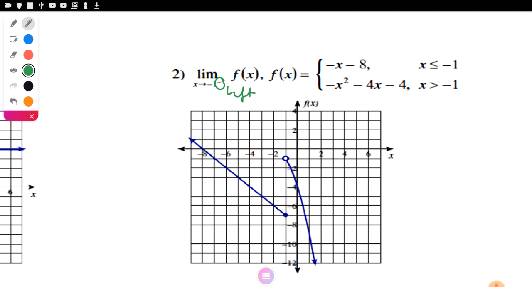This function, I give you the rule as you see, and also I give you the graph. It's better for me to find the limit by using the graph, or graphically. Limit from, where is -1? I have to identify -1 here on the x-axis.